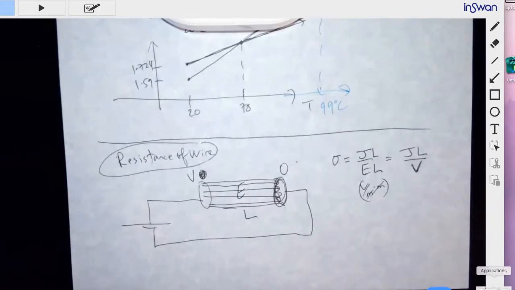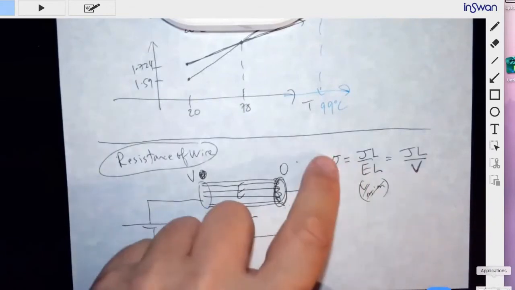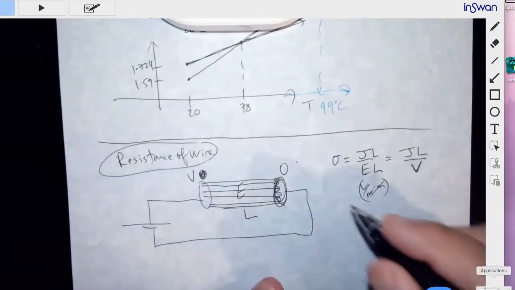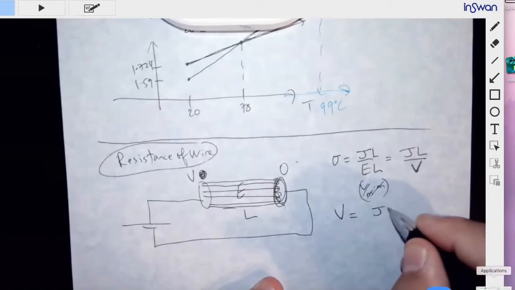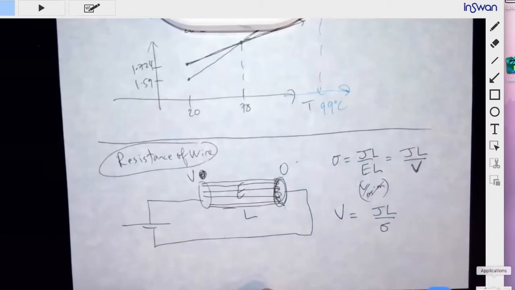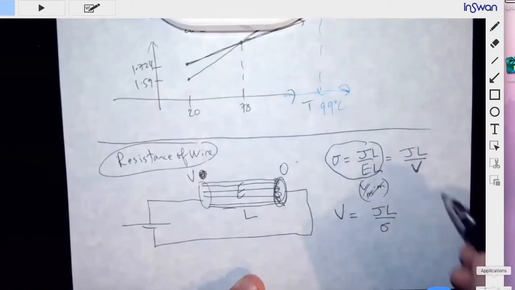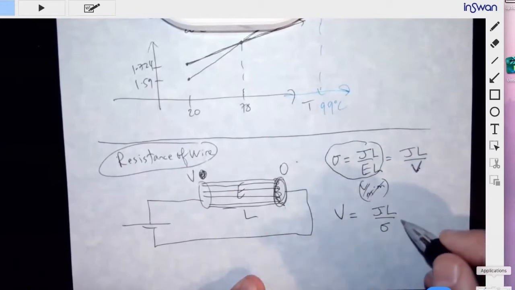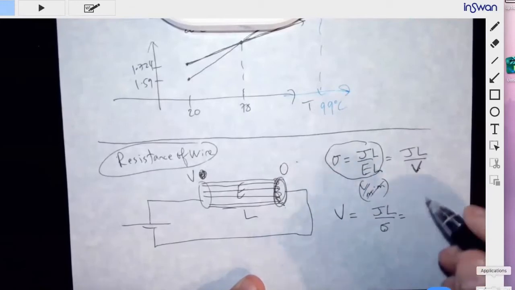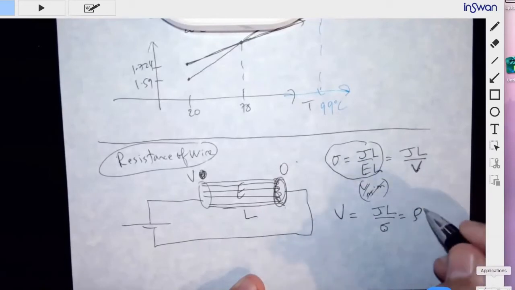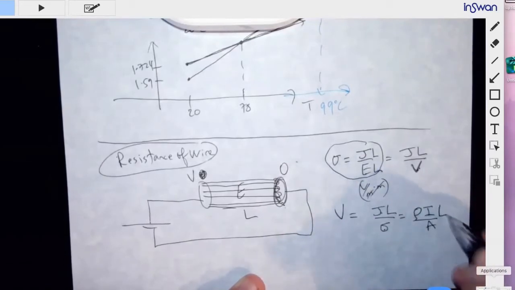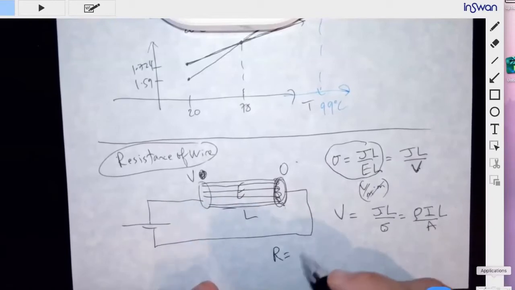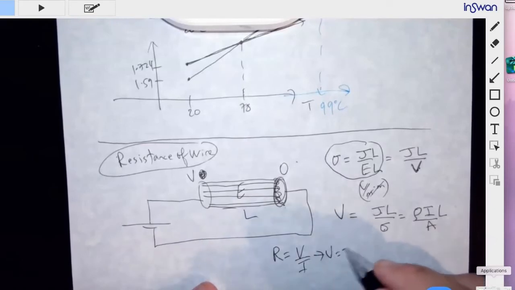Okay, so then we could manipulate that: V goes to this side, sigma goes to the bottom, V is equal to J L over sigma. So I started with the conductivity definition, then multiplied by L, and we got voltage. Then the definition of J is current over area, right? So 1 over sigma I can replace by resistivity, and then J is current over the area times L. Then I can combine with the definition of resistance. Resistance is voltage over current, right? So then voltage should be IR.